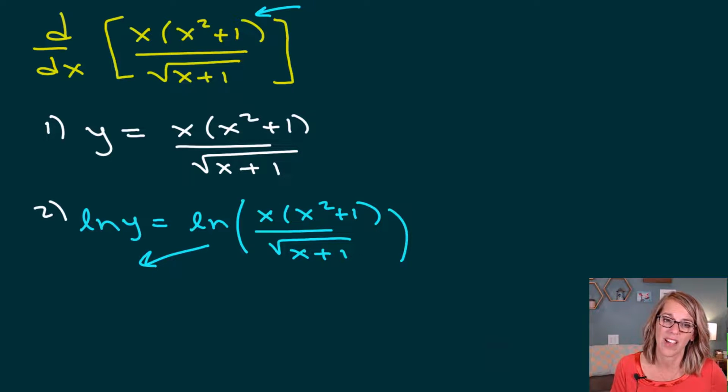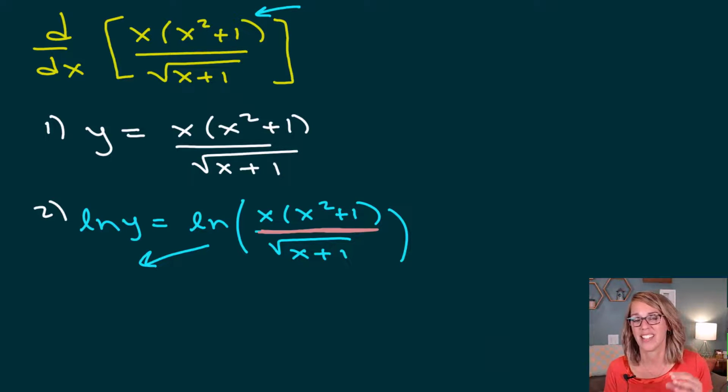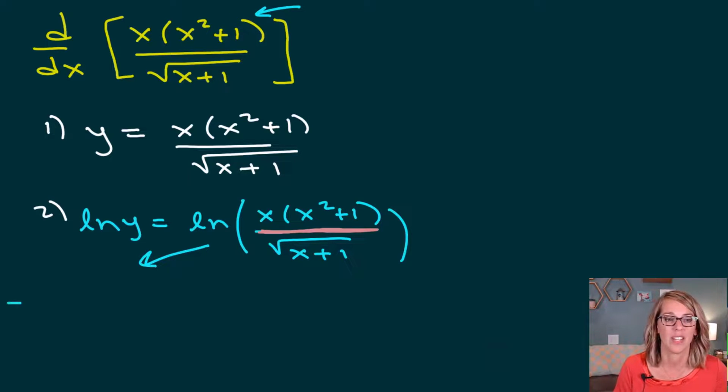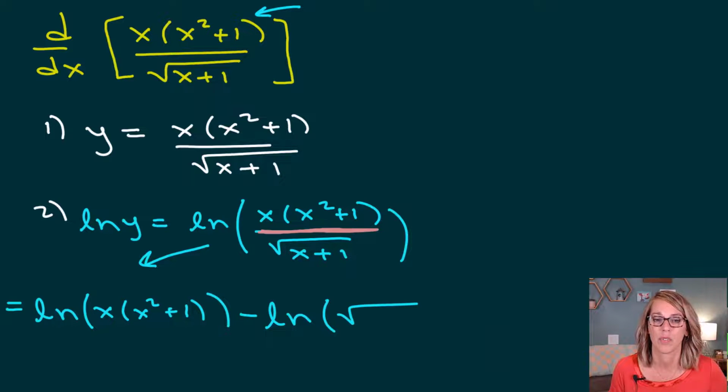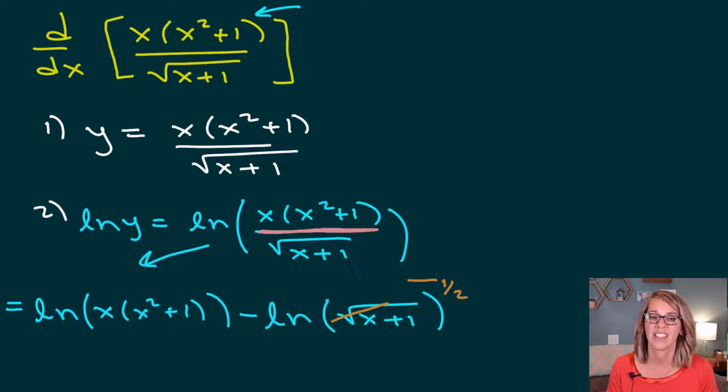So first of all, I've got a quotient here. So I'm going to apply that property that says that the natural log of a quotient is the difference of natural logarithms. So this is equal to the natural log of the numerator, x times x squared plus 1. I'm not going to multiply that through. I want you to see how to apply another property, minus the natural log of square root of x plus 1. Now the square root is actually a 1/2 power. So instead of having the square root, I'm going to put a 1/2 power. That's going to allow me to use another property of logarithms.